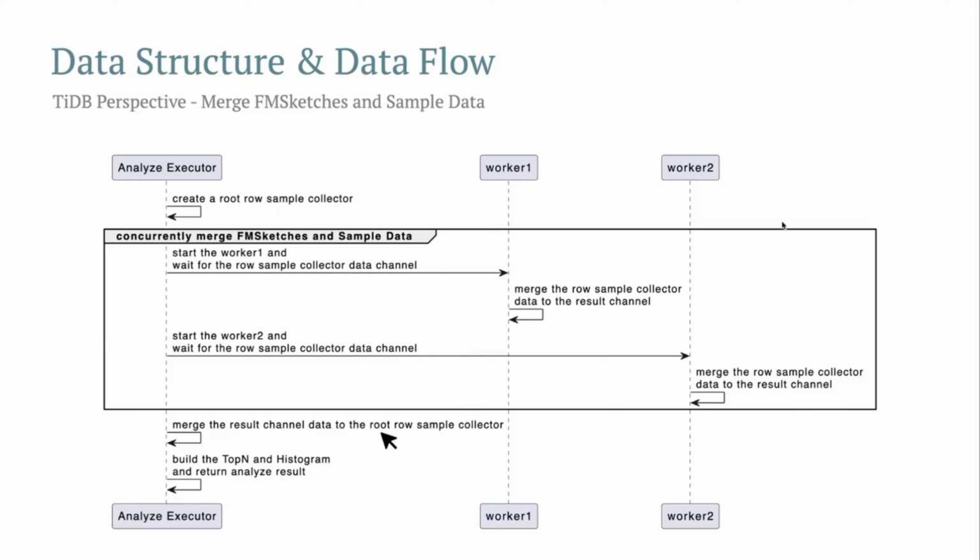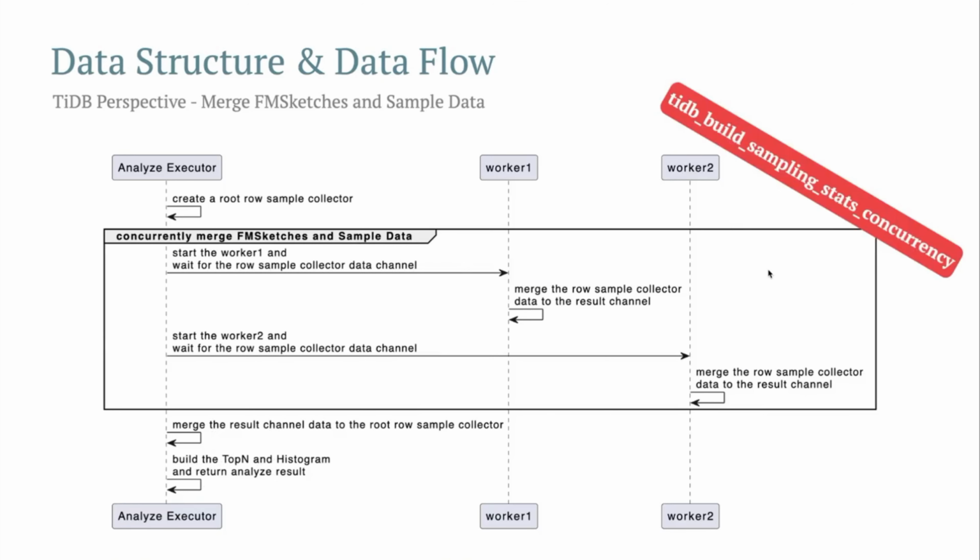Once the merge is done, we'll do the real work: build the TopN and the histogram and return the analyzed results. And this time we introduced another configuration called tidb_build_sampling_stats_concurrency. It's just for how many workers we can use to grab all the samples from different regions from TiKV and merge them together. This is another concurrency control. The default value is 2.